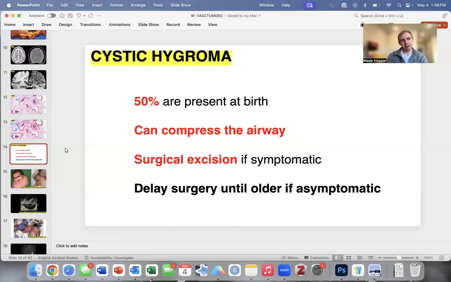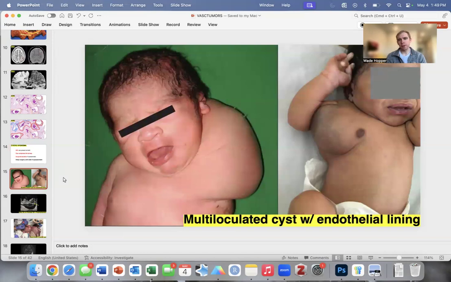Maybe in the 4 to 6 age range would be reasonable. But basically, there's no super rush to do it in some cases, but in other cases there is. It's a case-by-case basis. So here's what they look like. As you can see, they can get very large relative to the newborn child. And there's the classic 2 locations, either at the neck, posterior triangle, or in the axilla.